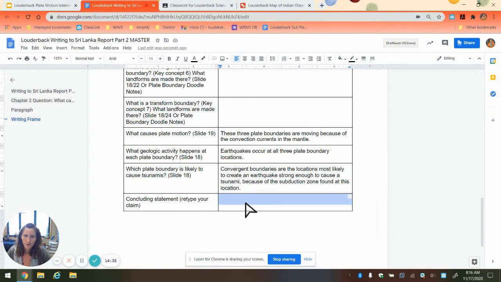Okay, the last one is a concluding statement, okay? And so it's as simple as "In conclusion," and then you just kind of restate the claim. Geohazards are caused by plate motion at the plate boundaries. Right? Short, sweet, and simple.